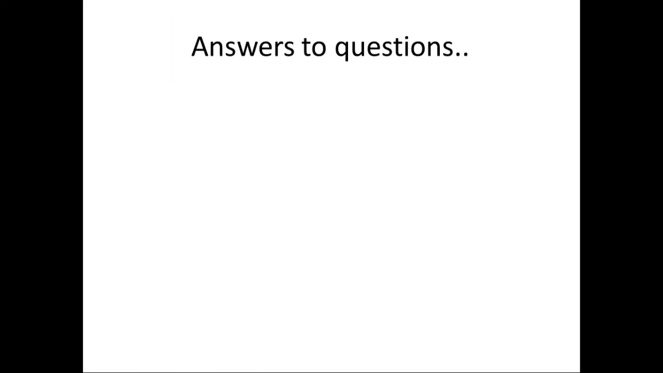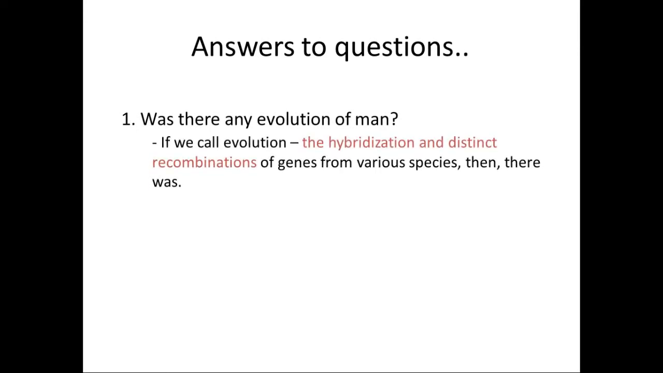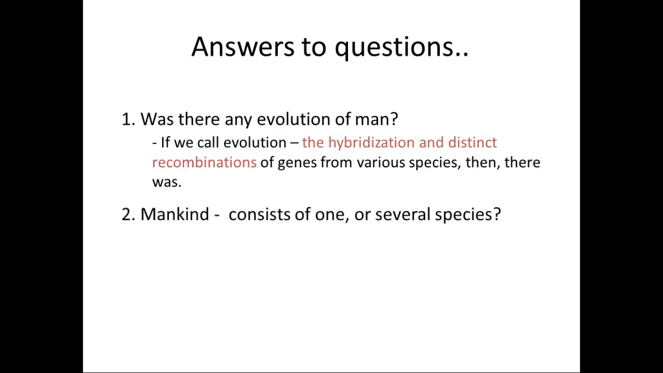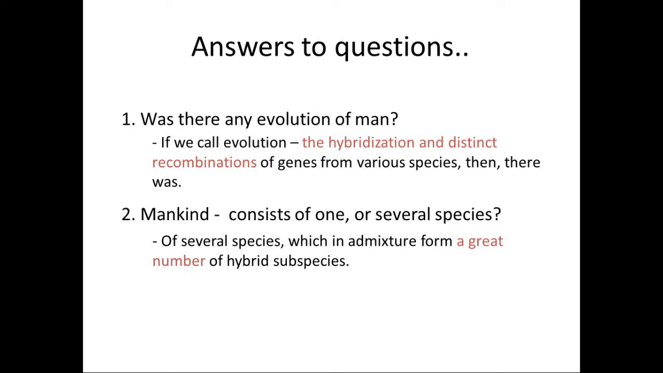Let's try to answer the initial proposed questions. Was there any evolution of man? If we call evolution the hybridization and distinct recombinations of genes from various species, then there was. Mankind consists of one of several species, of several species which in admixture form a great number of hybrid subspecies.